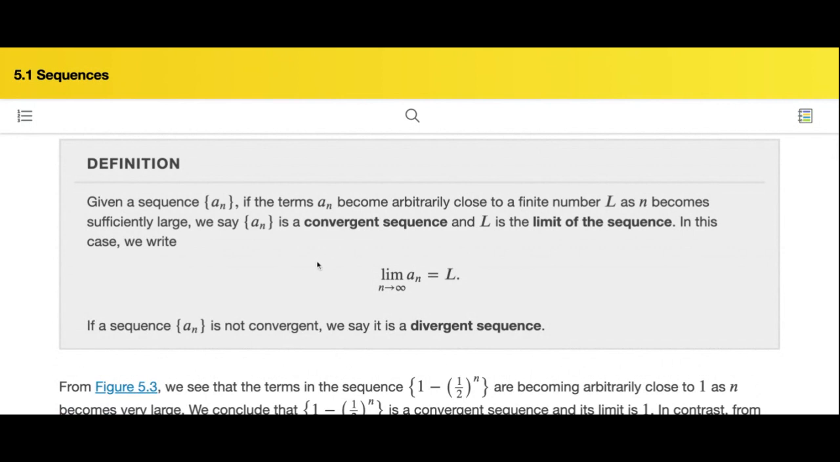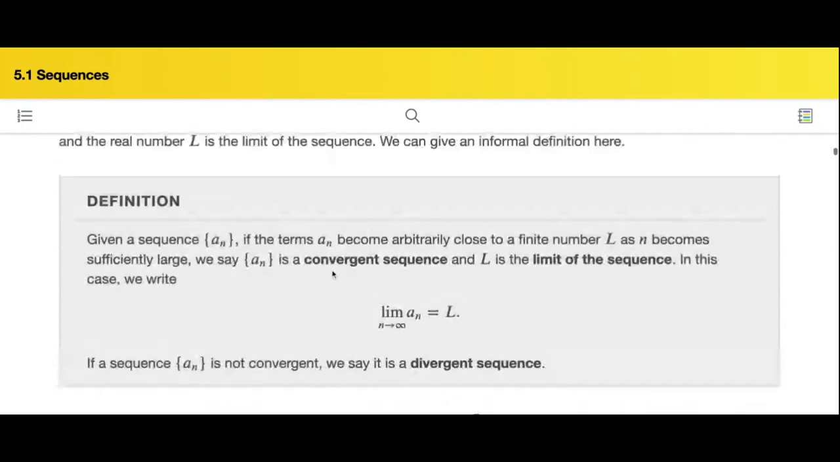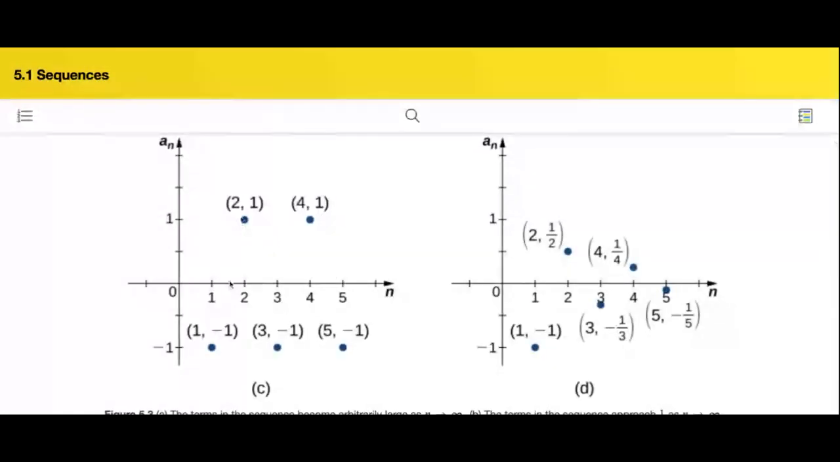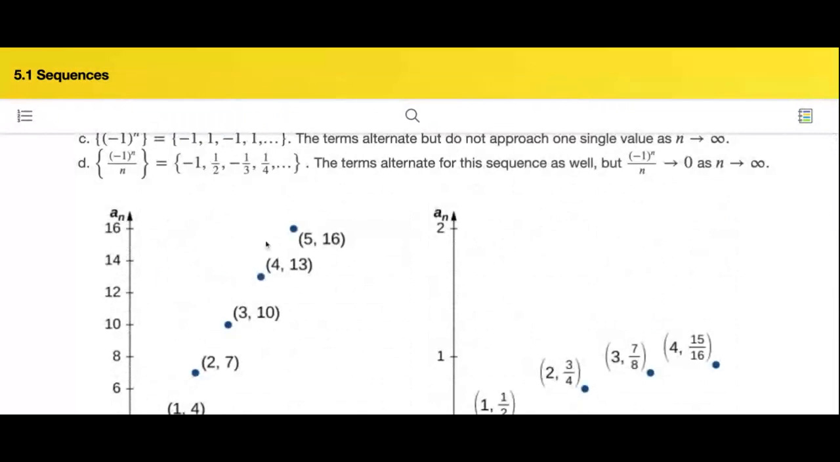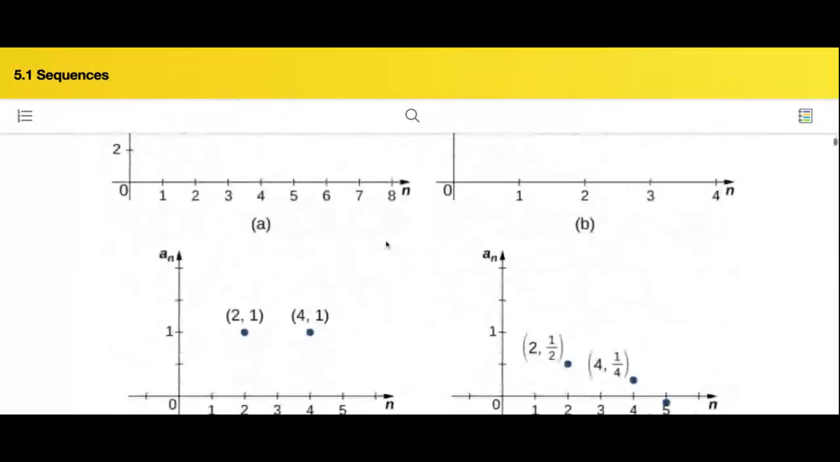If it doesn't, as in the other two cases, where it either approaches infinity or negative infinity, or it just jumps around, we say the sequence diverges, or the sequence is a divergent sequence. Like this one, which just jumps between 1 and -1. This one gets bigger and bigger.